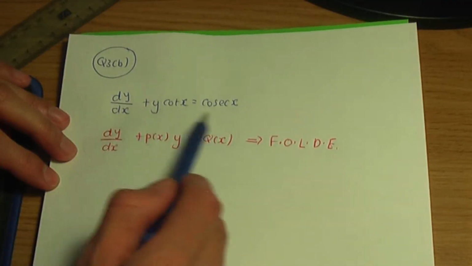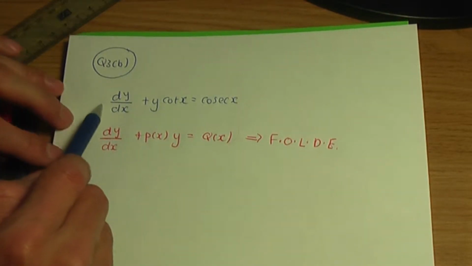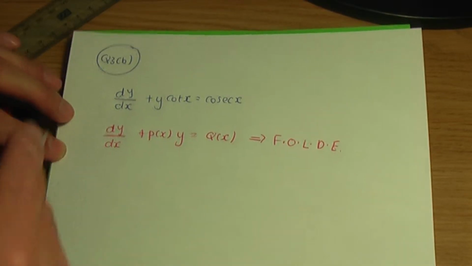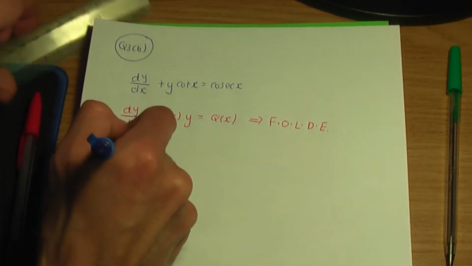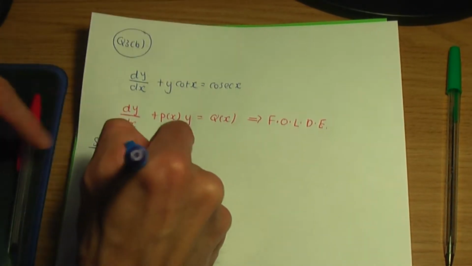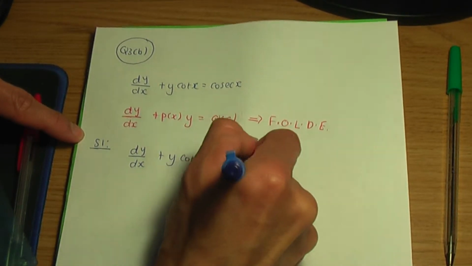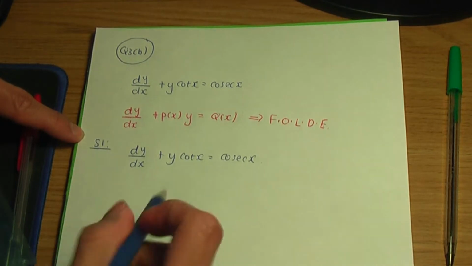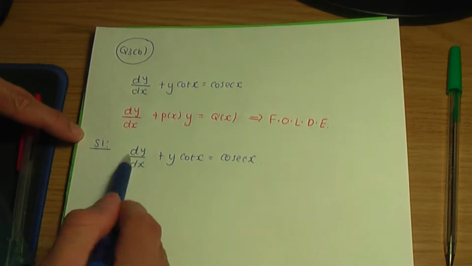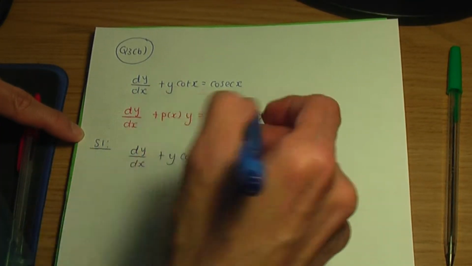Now, our equation is already in standard form, because the coefficient of dy over dx is already 1. So for step number 1, I'm going to leave it as dy over dx plus y cot x is equal to cosec x. Just to recap, the coefficient of dy over dx is already 1 in our equation, so that makes this equation in standard form.